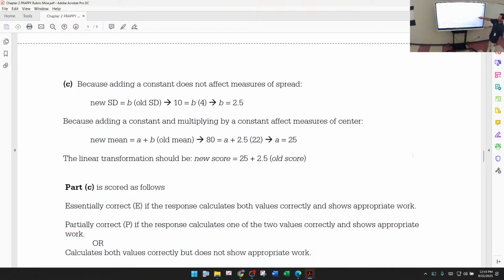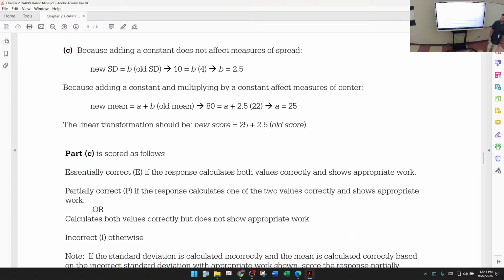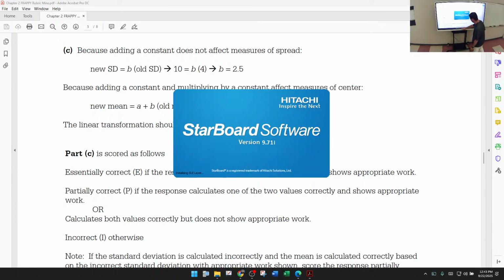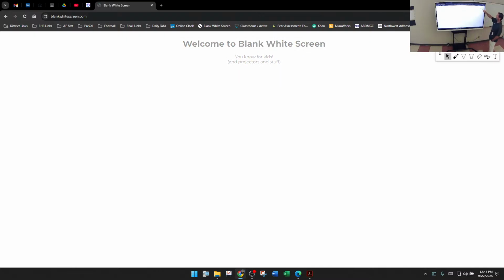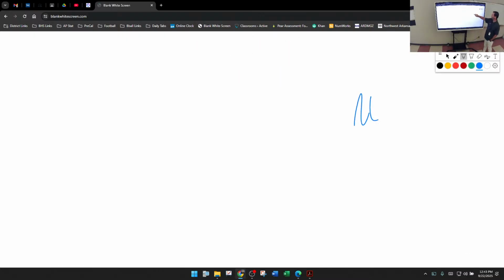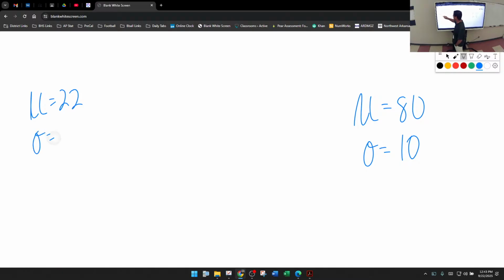All right, here's C. We're going to do this one because I know you guys struggled a little bit. Let me just do it for you because this doesn't do the greatest job. So here's what they wanted, right? They wanted the mean to be 80 and the standard deviation to be 10. Is that right? 80 and 10? And what is it currently? 22 and 4?